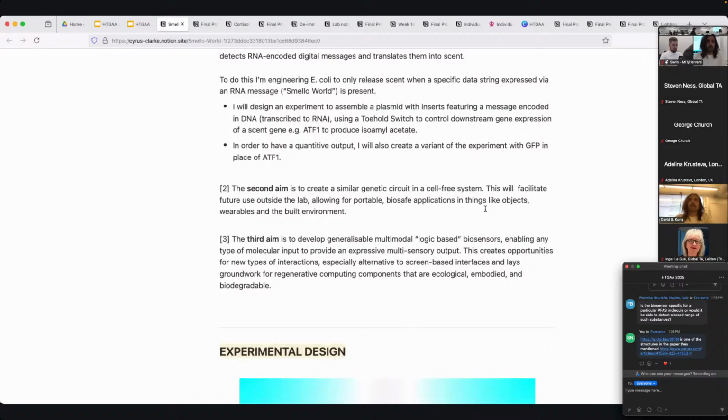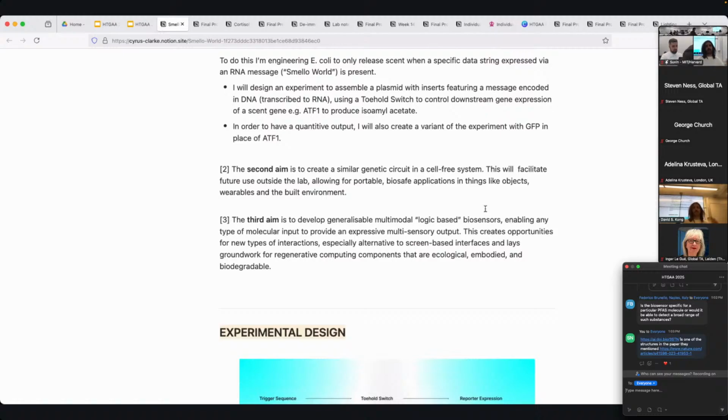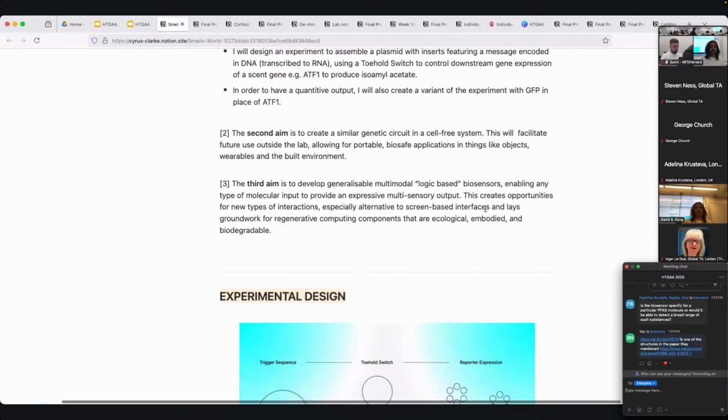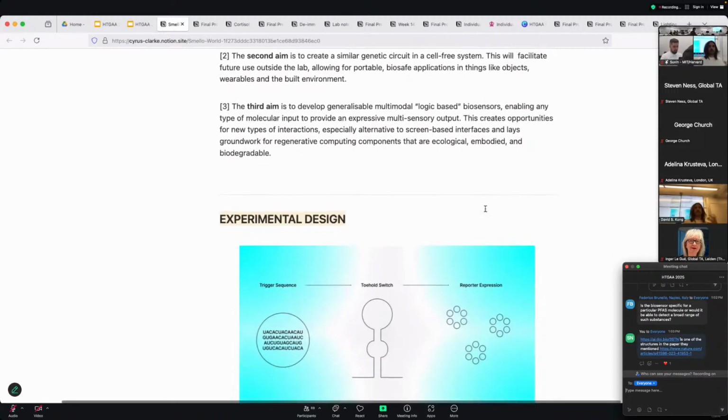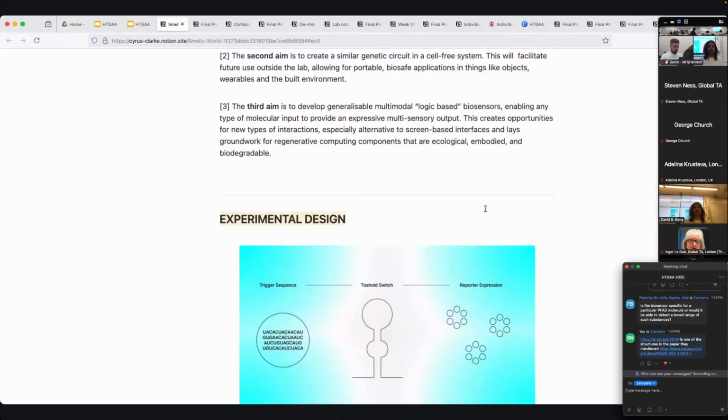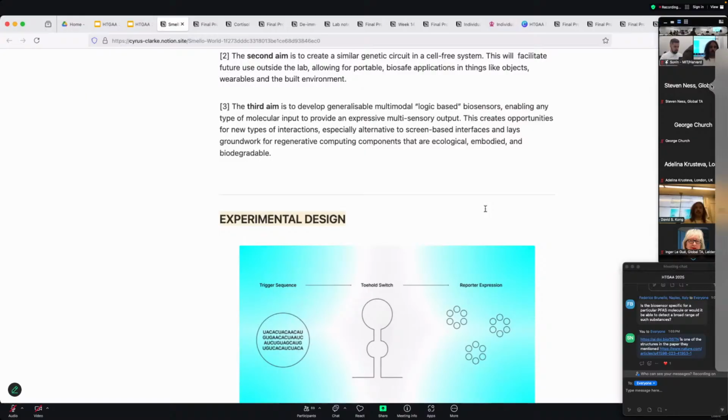The secondary aim is a bit more lofty. I've been speaking with Peter at the VS Lab, and I'm interested in using cell-free systems to do something very similar, so I can have more portable, biosafe versions of these biosensors and these types of applications. But from speaking with him, it seems very much out of scope in the time, so that's something longer term as part of my research. And then the third aim is to create a generalizable version of this, where any kind of multimodal logic-based biosensor could exist in terms of input and output.